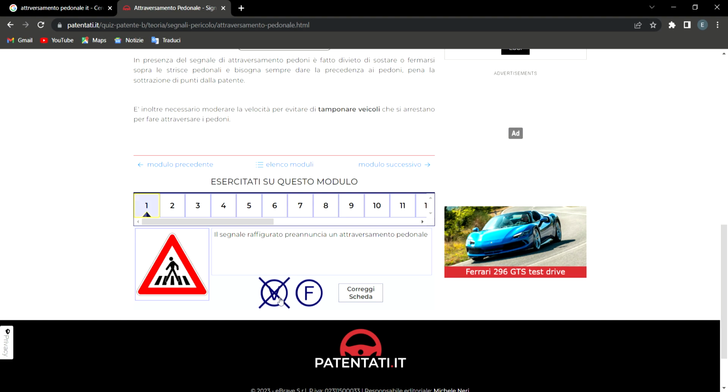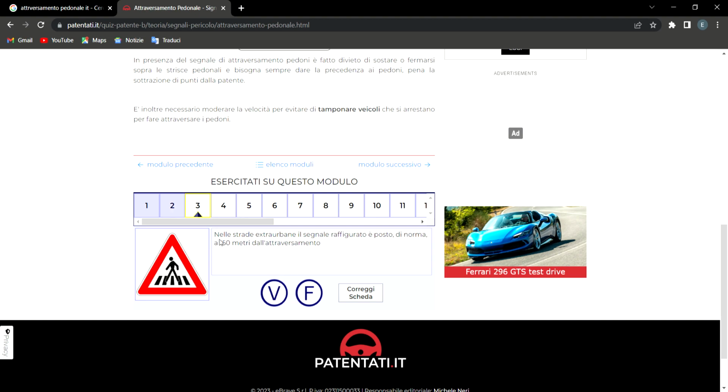Number one is vero. Number two says: in presenza di segnale raffigurato, il conducente deve dare la precedenza ai pedoni che attraversano sulla striscia. Yes, it's true. When you are on this road, you have to always give way or respect the transit of pedestrians on this very road, and it's vero.